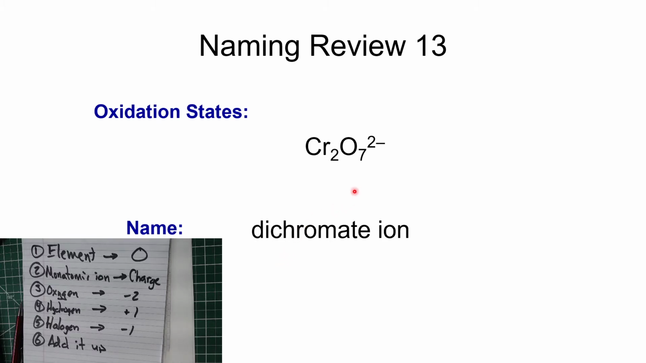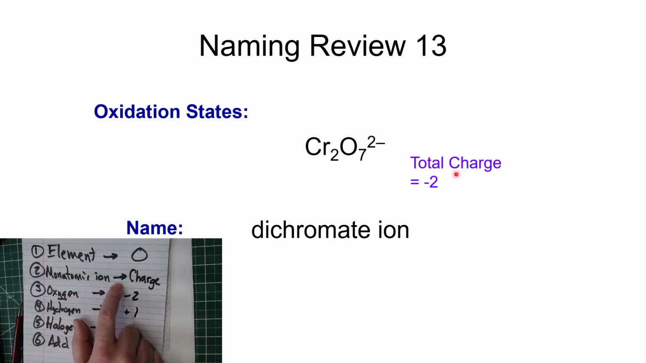Dichromate, well, it's a polyatomic ion, and it has a total charge of -2, so we'll put that -2 over there. We'll look, is a monatomic ion present? And the answer is no. Is oxygen present? Well, yes, it is. So oxygen usually is -2. -2 times 7 is -14. Don't be worried that we got a big number there. To figure out chromium, we'll do -14 plus some number is -2. That some number, of course, has to be +12.